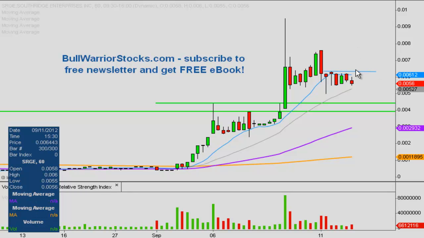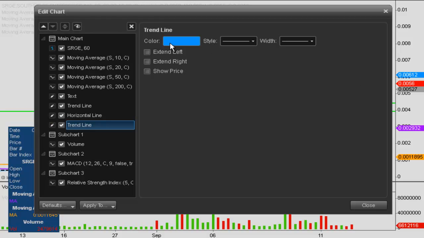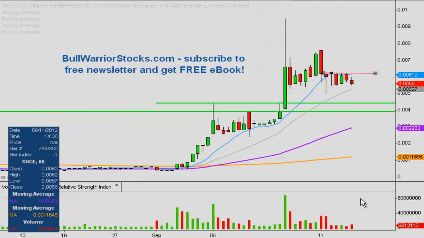In terms of resistance levels, there seems to have been a little one that has formed right here. More so, I'm going to call it down at this level right here at the 0.0062 area. So that'll be a current level of resistance. I'm going to leave that line skinny red because with the right amount of volume, I don't see this putting up much of a fight.